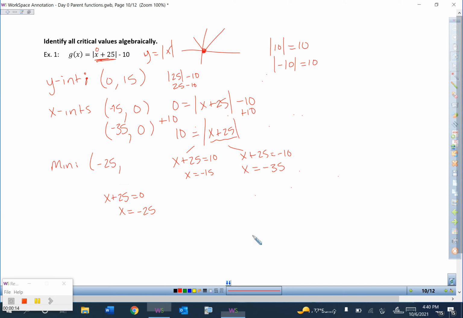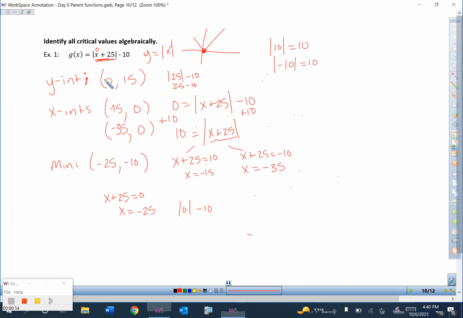Okay, and then you plug that negative 25 in the original. Negative 25 plus 25 is 0. Minus 10 just gives you negative 10. This right here explains all of the things that you were learning in Algebra 2 about transformations of graphs. Remember when you saw plus 25, that meant your graph moved to the left 25? That's just because of how we solve for x.